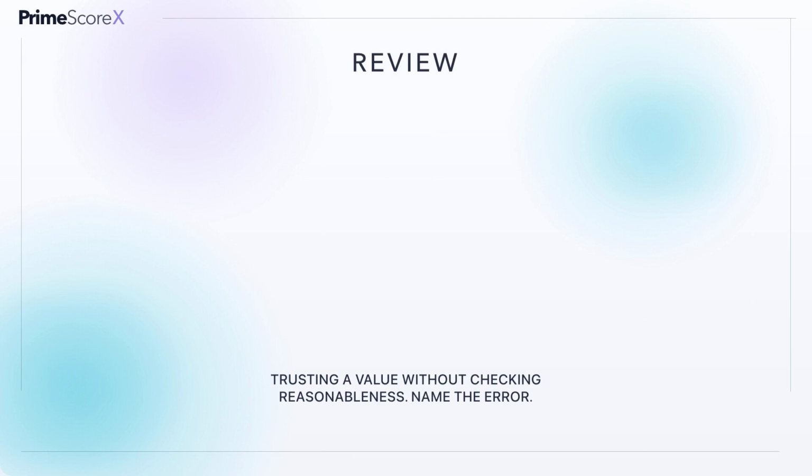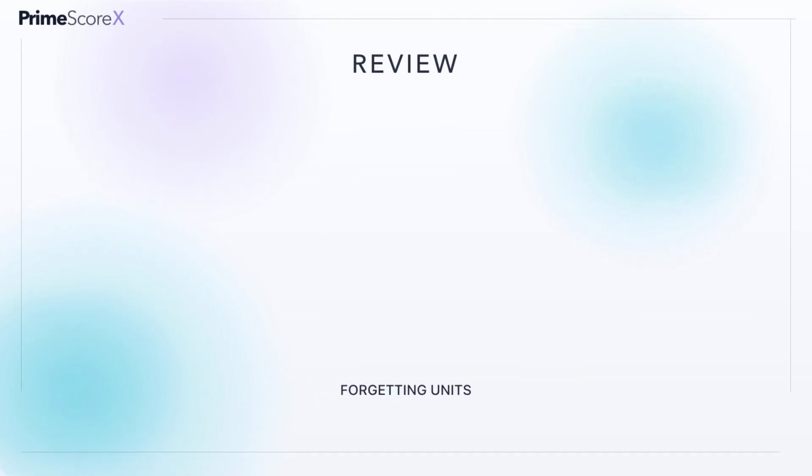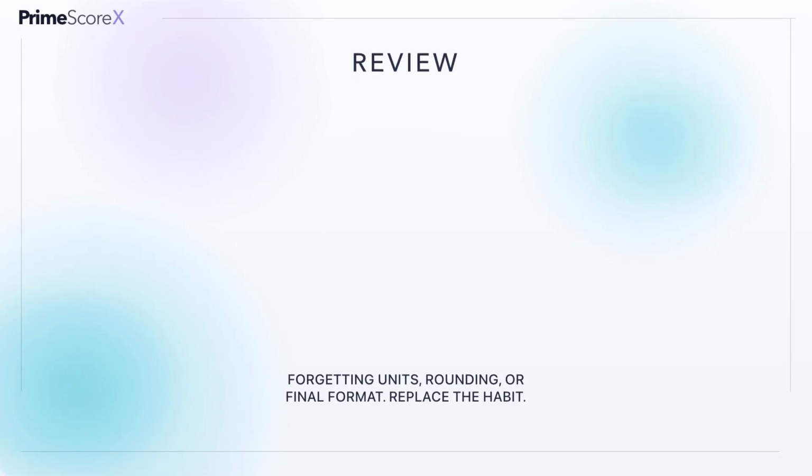When you review, name the exact error. One common issue is trusting a value without checking reasonableness. Do not write a vague note like, "I need to study more." Write the real cause. Was it timing, vocabulary, unit control, evidence, sequence, calculation, or misreading the prompt? Specific errors create specific fixes.